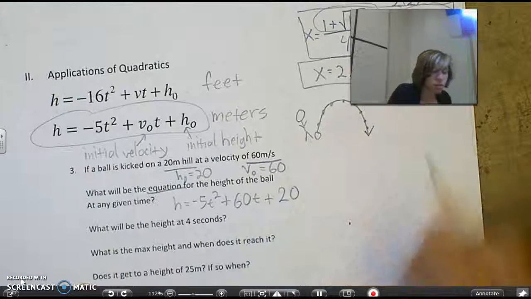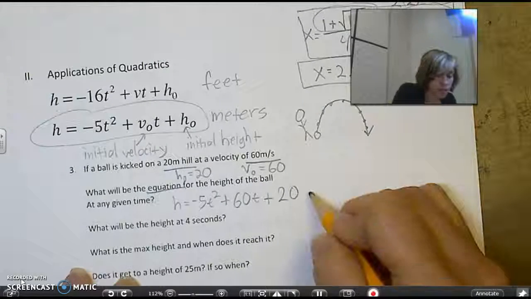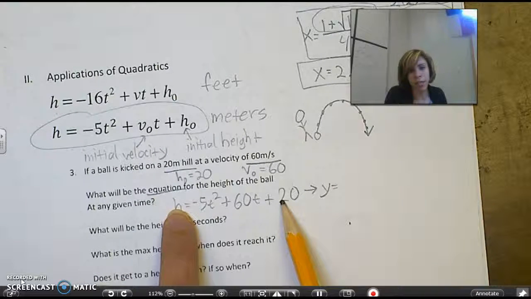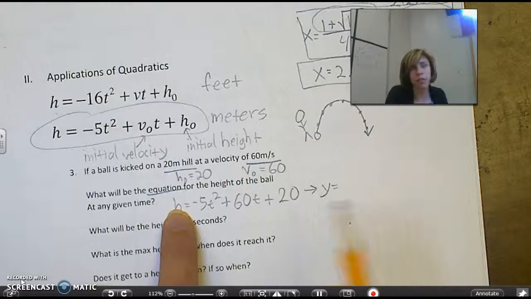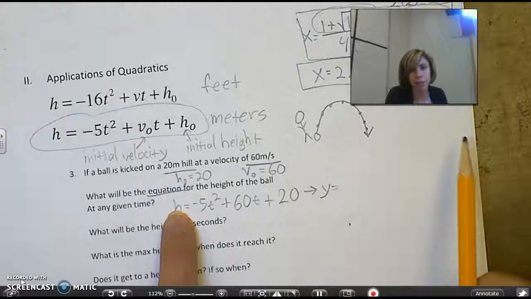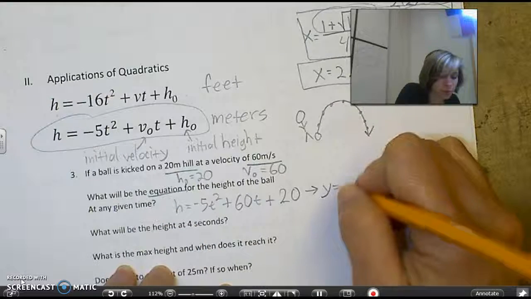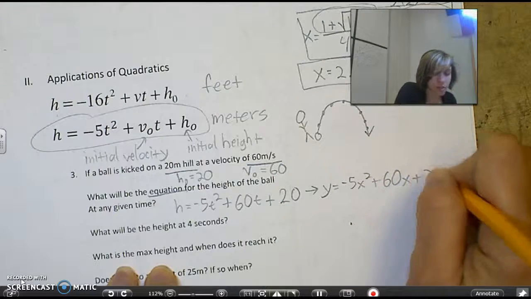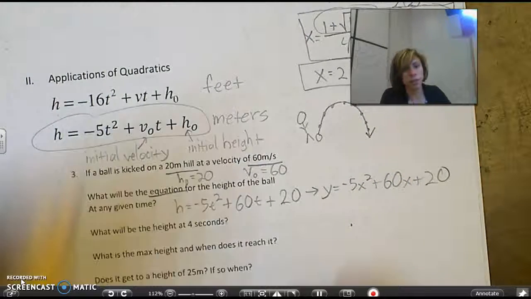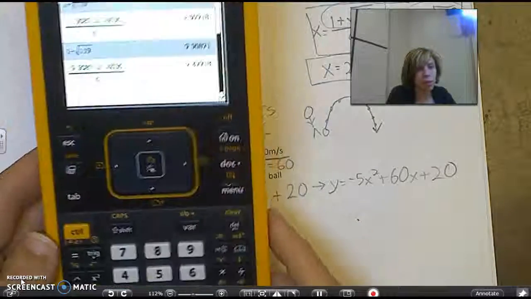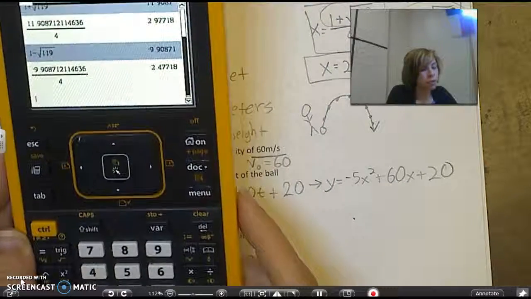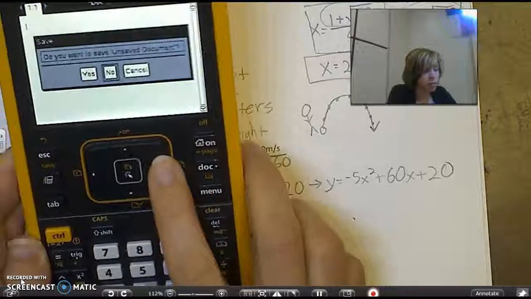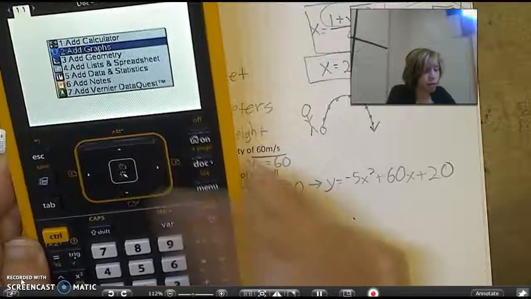So put that here. Okay, now I can translate that into y and x, right? Because in the calculator, you're not going to use h and t, you're going to use y and x. So I'd put y equals -5x squared plus 60x plus 20. All right, so this is the point where you put it in the calculator. Hopefully you have a graphing calculator where you are. You're going to go to on, you'll go to new document, you'll say no to save, you'll go to add graph.